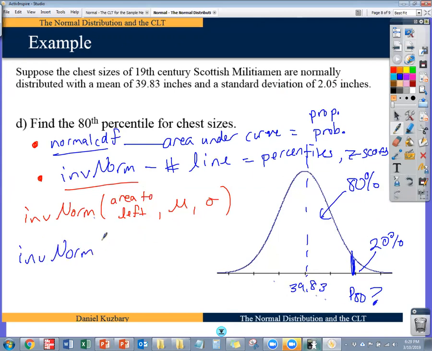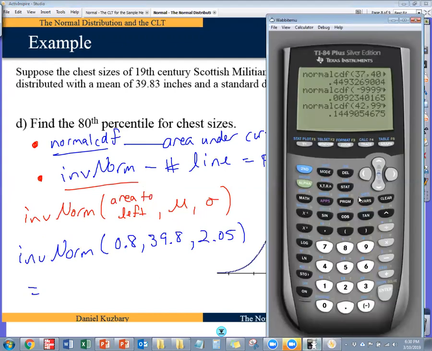P80, the percentile, if you want to. So my area to the left is 0.8. My mean is 39.83. My standard deviation is 2.05. And I'm going to go in my calculator now and show you where that is. Inverse norm is actually in the same place. Second vars will get you there. Distribution. It's the third thing there.